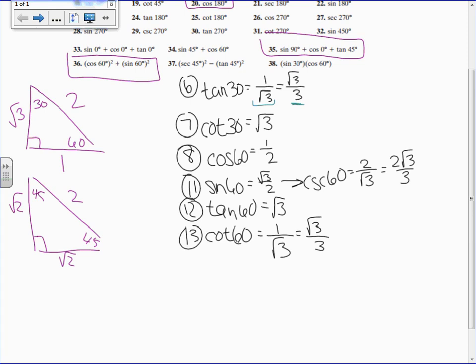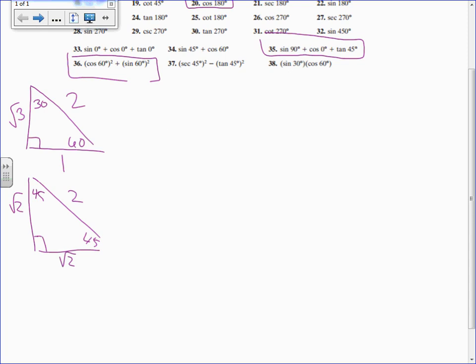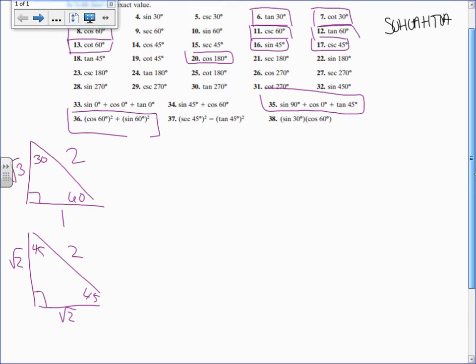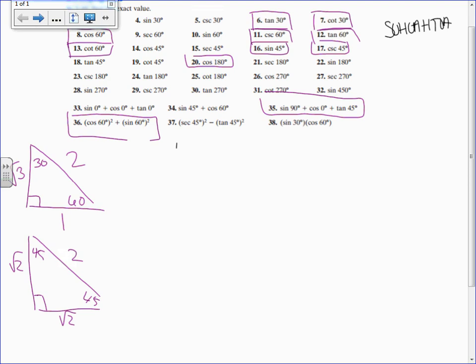I'm going to erase these so I can still stay on this page, so copy them down if you need to. I had to do 16, which asks me for the sine of 45. So now I've moved into my other special right triangle. Sine is opposite over hypotenuse, that is going to be the square root of 2 over 2.